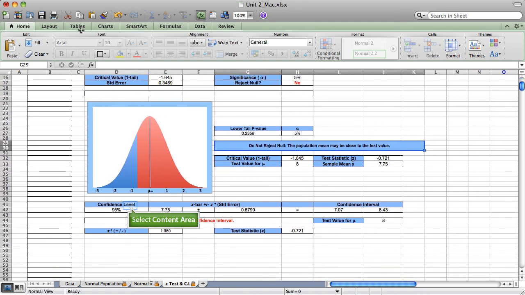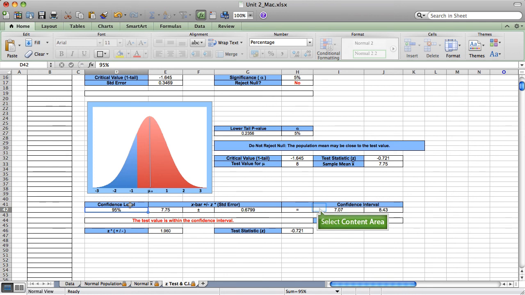Moreover, the confidence interval should support that result. And here it does. I'm 95% confident that the population mean return is somewhere in the range 7.07 to 8.43. The guarantee of 8% is in that range. So it's like saying I'm 95% confident the investment analyst could be correct.